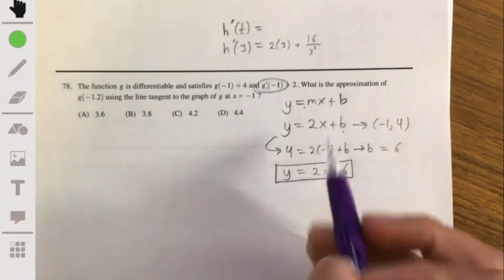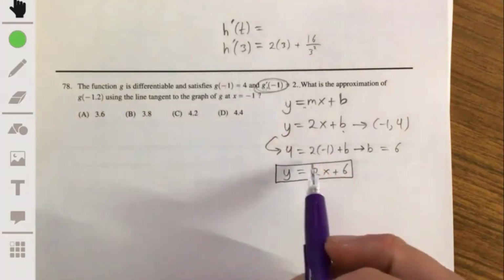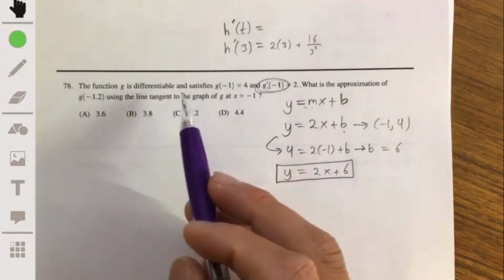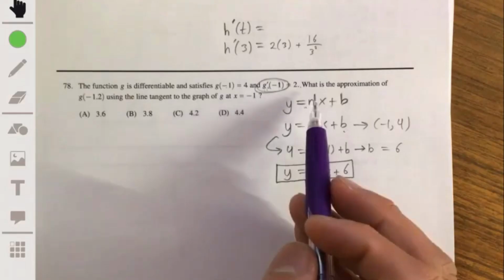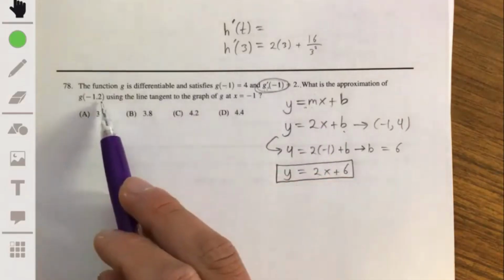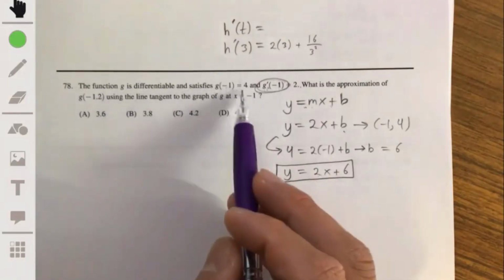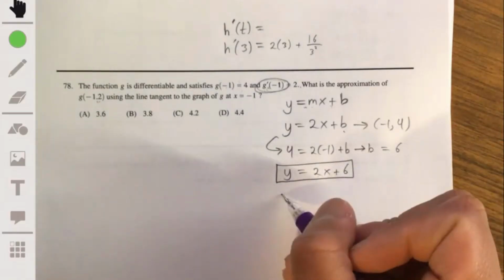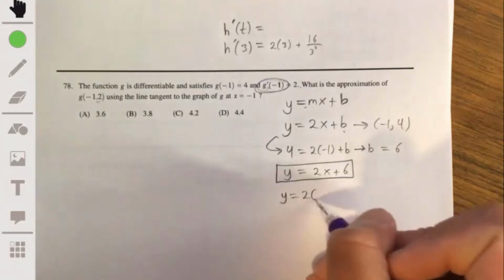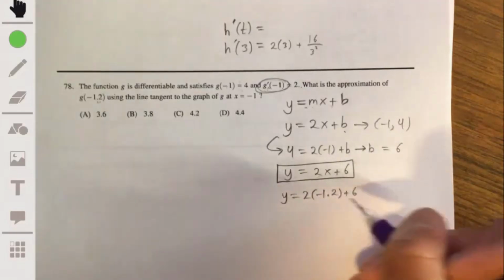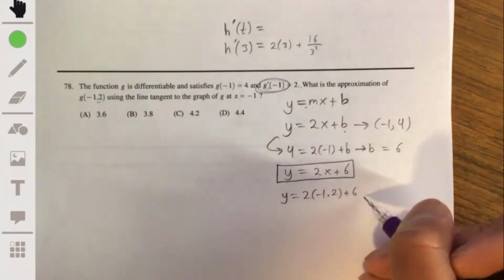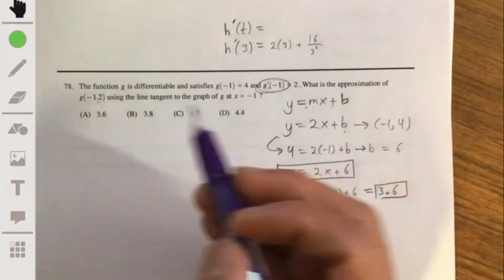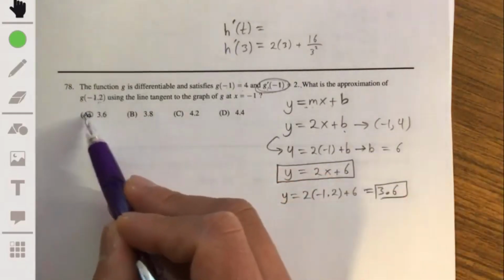And so all you have to do now is plug in negative 1.2 for x, and that'll give you the approximate value at negative 1.2. I don't know why I overthought it. So g of negative 1.2: plug in negative 1.2 for x. So y equals 2 times negative 1.2 plus 6. So negative 2.4 plus 6 will be 3.6. So g of negative 1.2 is about 3.6, which will be A.